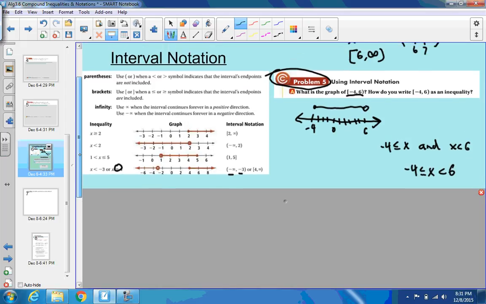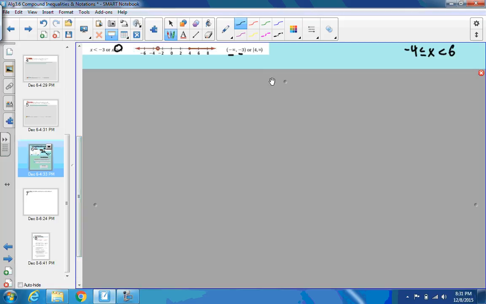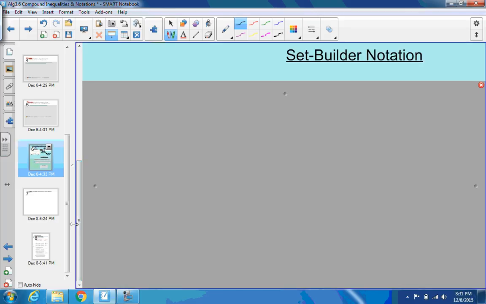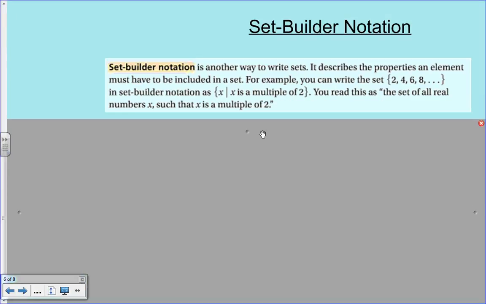So that's interval notation. Now the second one is set builder notation we're going to talk about. This one's pretty basic, actually. It looks kind of weird, and it seems kind of like, why do you have to write like this? But it's a common notation when you get into higher mathematics. So I'm going to introduce it to you. Set builder notation, if you read along with me, is another way to write sets, or inequality sets. It describes the properties an element must have to be included in a set.